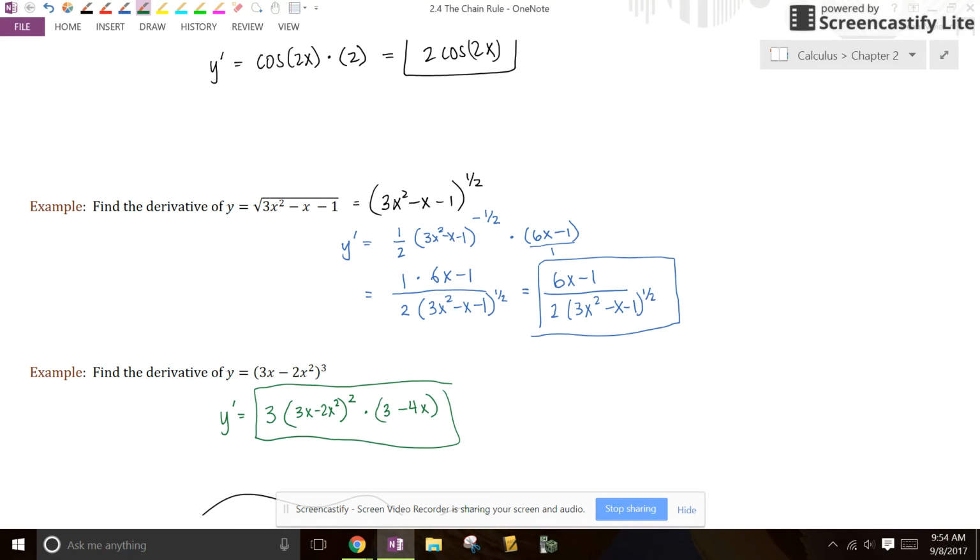So remember, the outside-inside rule. Take the derivative of the outside, leave the inside alone, just take the derivative like normal, and then multiply it by the derivative of the inside.